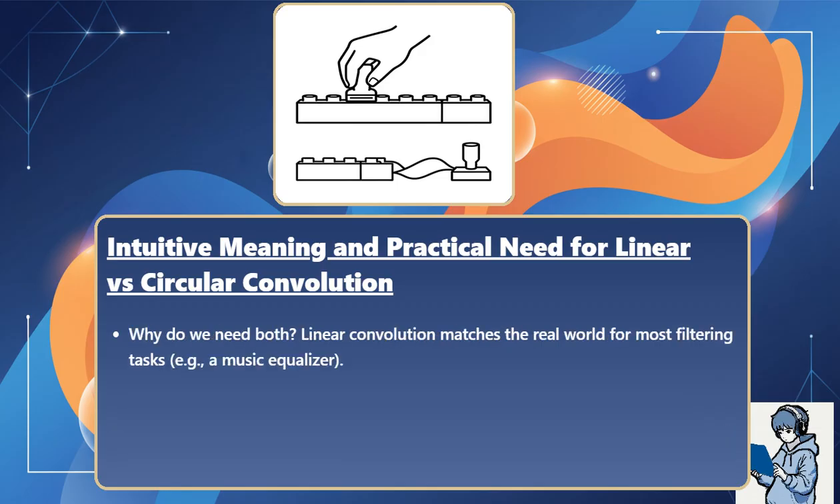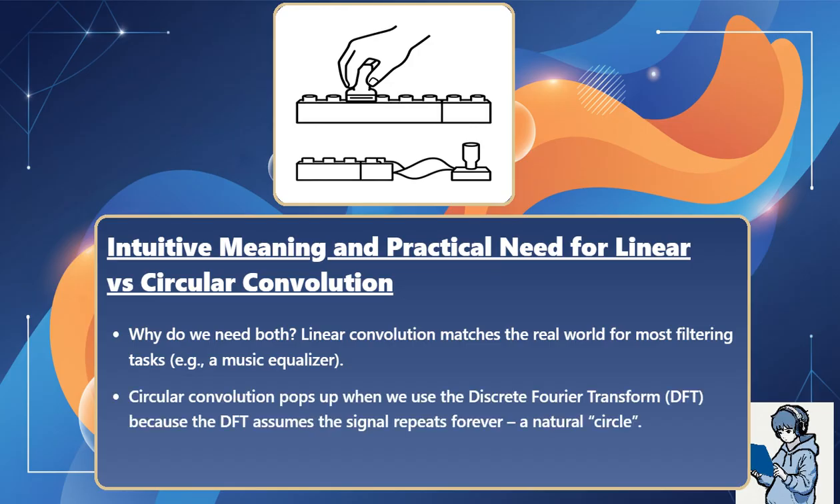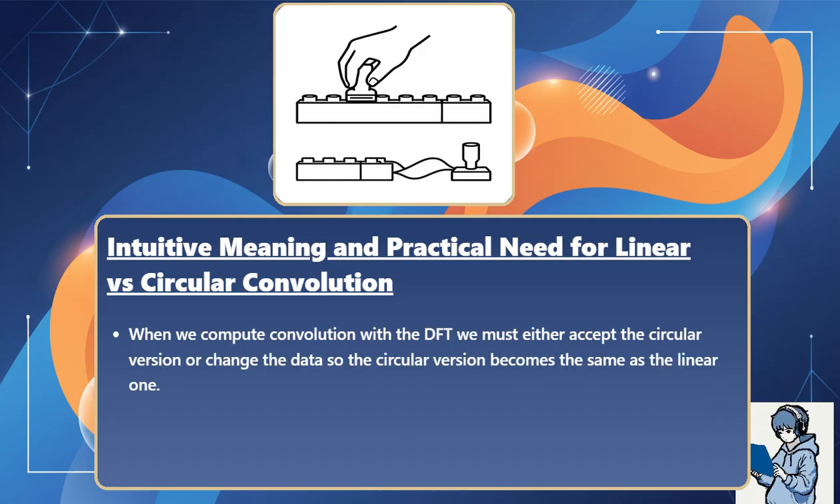Why do we need both? Linear convolution matches the real world for most filtering tasks, for example, a music equalizer. Circular convolution pops up when we use the discrete Fourier transform, DFT, because the DFT assumes the signal repeats forever, a natural circle. When we compute convolution with the DFT, we must either accept the circular version or change the data, so the circular version becomes the same as the linear one.